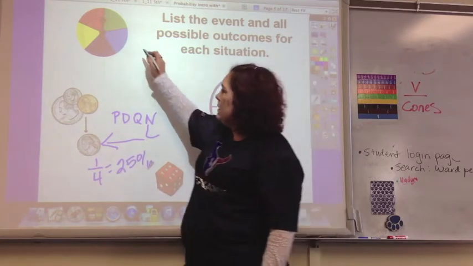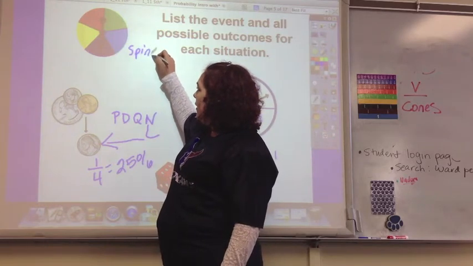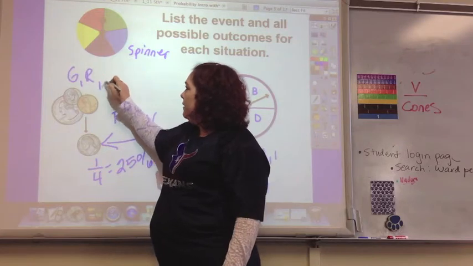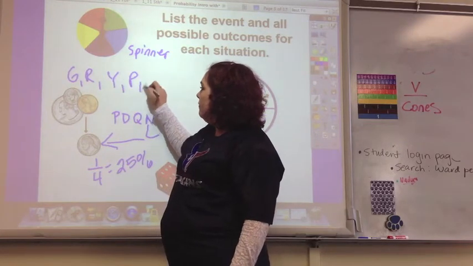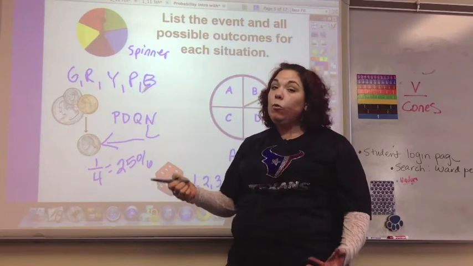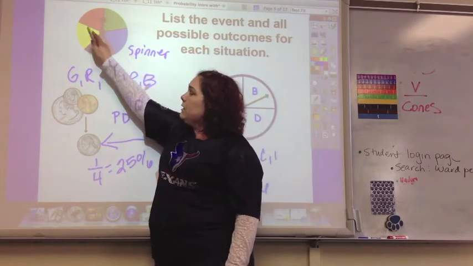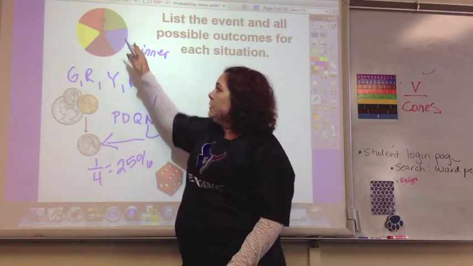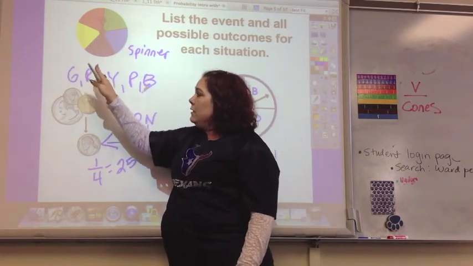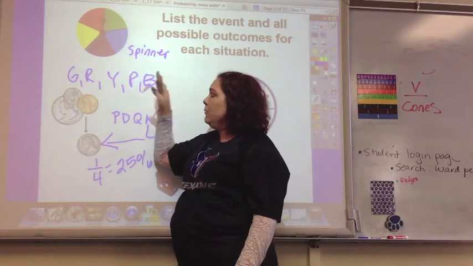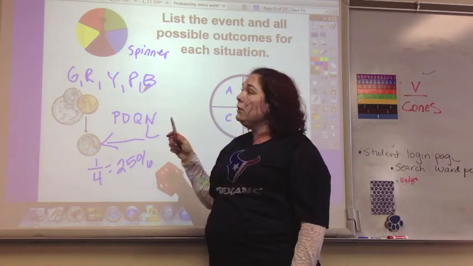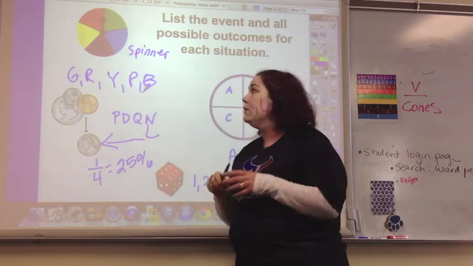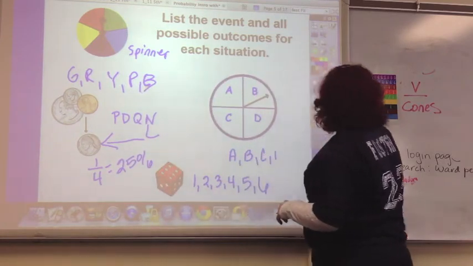And then, of course, this is a spinner. So my possible outcomes are the colors: green, red, yellow, purple, blue. And since these are equal distance apart, each one of those is worth 1/5 because there's 5. So this is worth 20, this is worth 20, this is worth 20, this is worth 20, this is worth 20. So it's equally likely that you'll land on any one of these colors because they're all equal amounts.